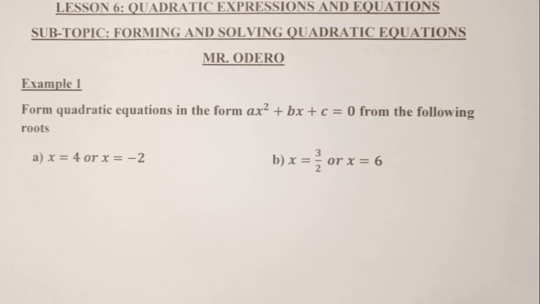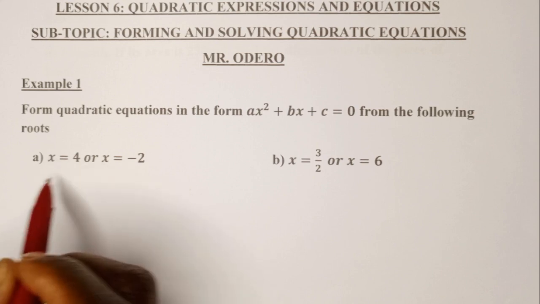We are in lesson 6 of quadratic expressions and equations. So today we are looking at how we can form and solve quadratic equations. So example 1, we are told form quadratic equation in the form of x squared plus bx plus c equals 0 from the following roots. Now in our previous lesson we saw that when you solve a quadratic equation, those solutions are called roots of that quadratic equation. So you can be given the roots, you form the quadratic equation.